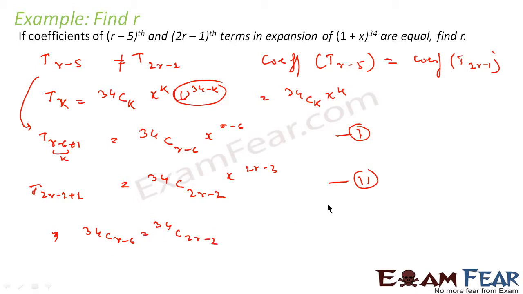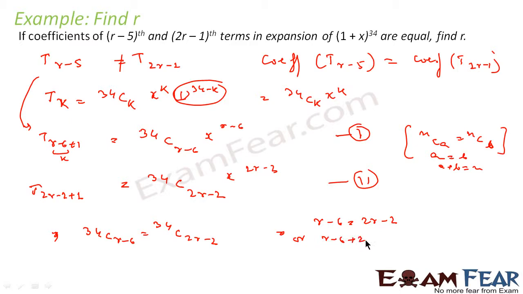So with this equation, when we have nCa is equal to nCb, that means either a is equal to b or a plus b is equal to n. We know this. When we have nCa is equal to nCb, we have learned in the chapter of combination, then a is equal to b or a plus b is equal to n. Here similarly, we can say r minus 6 is equal to 2r minus 2, or r minus 6 plus 2r minus 2 is equal to 34.